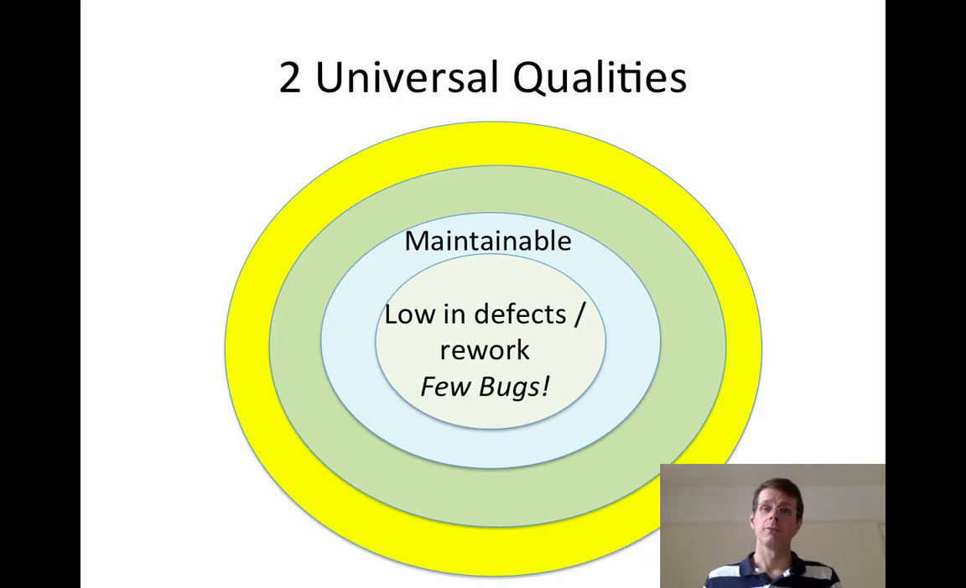So for me, for any piece of successful software which we call high quality, these two attributes are at the center of our quality onion. Other software will have other attributes at the outer layers, but these two are always universal and always at the core.